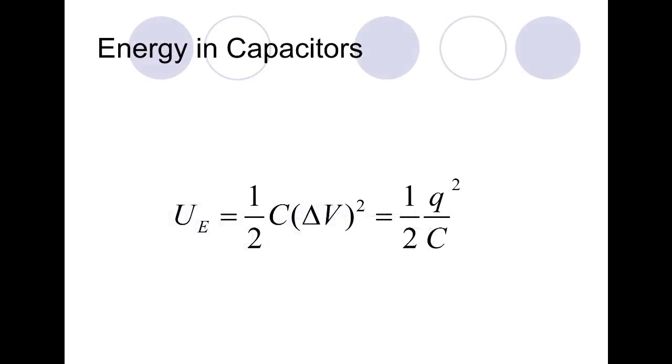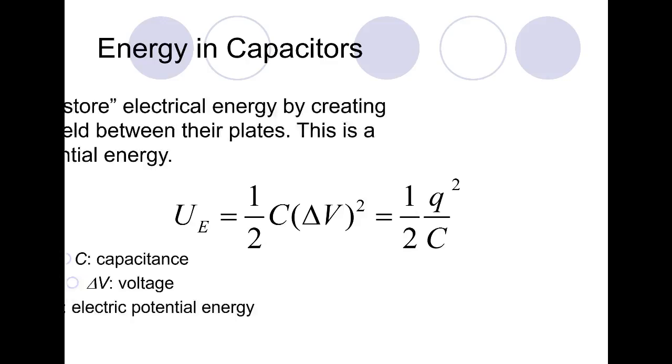So first of all, here's our equation for the energy which is stored in a capacitor. It's 1/2 CV squared, which is 1/2 Q squared over C. And we'll come back to where this comes from. We're just presenting it for now.